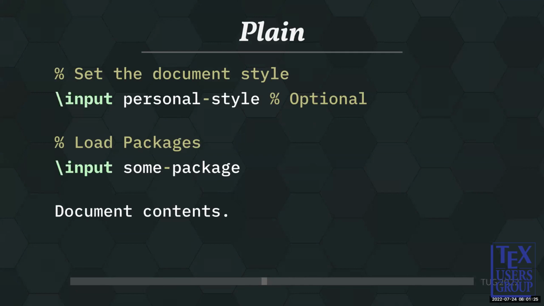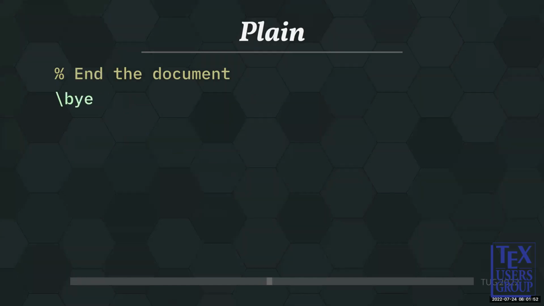So in plain, typically you would begin by inputting a personal style of some sort. It is optional, but the default plain styling is very plain. So you're almost always going to input some personal macros. And if you want to load a package, you just input the file. It's nice and simple. And then to begin the document, you just start typing text. And then of course, to end the document, you use the bye macro, which is fairly cutely named.